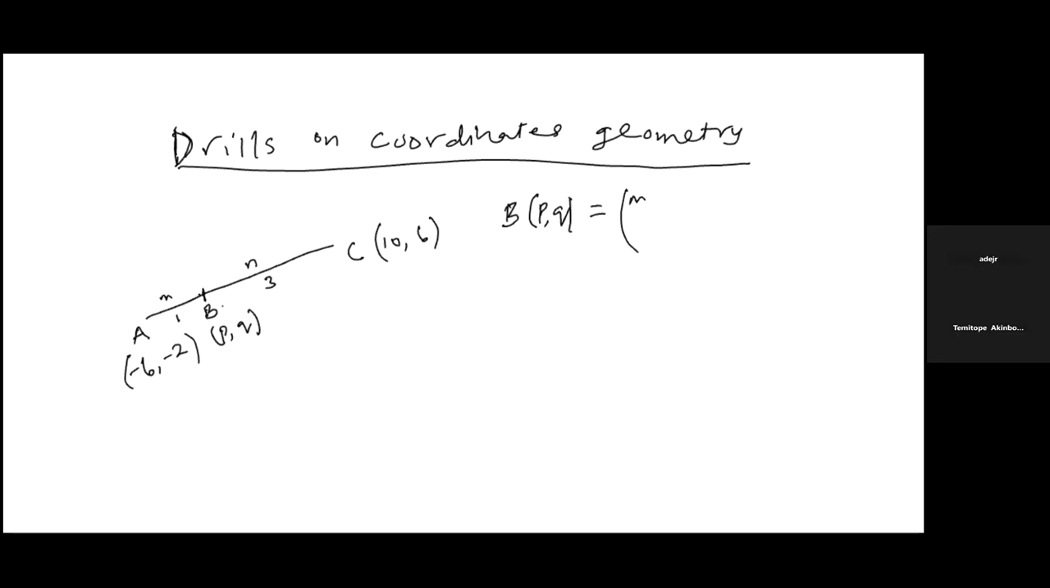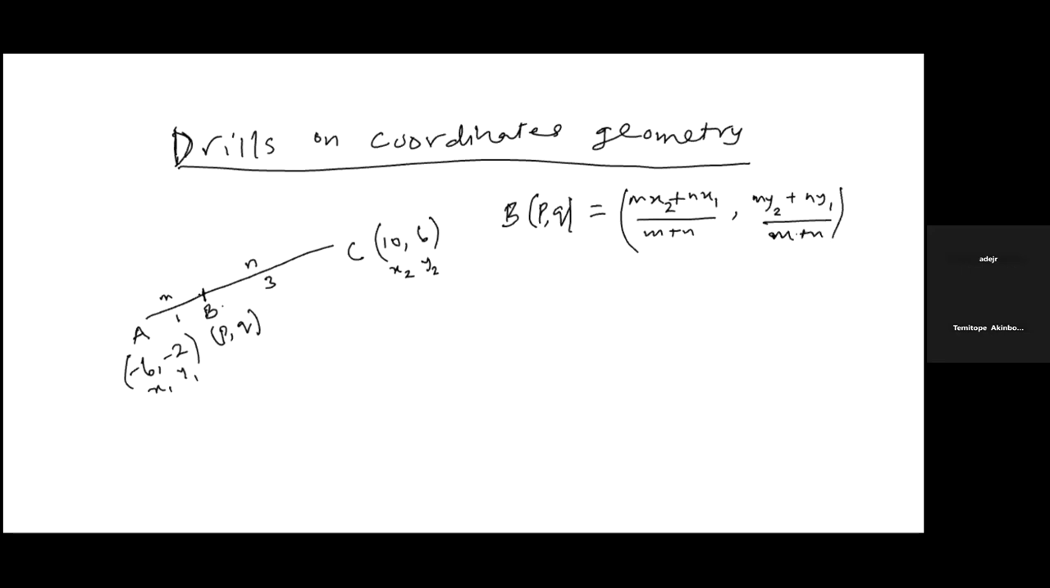x2 rather. Let me write this so that you get it. So x1, y1 will be coming from point A, and x2, y2 will be coming from point C. So M times x2 plus N times x1 over M plus N. That's coordinate of x. Now to get the second coordinate, which is y, M times y2 plus N times y1 over M plus N. Is that clear?